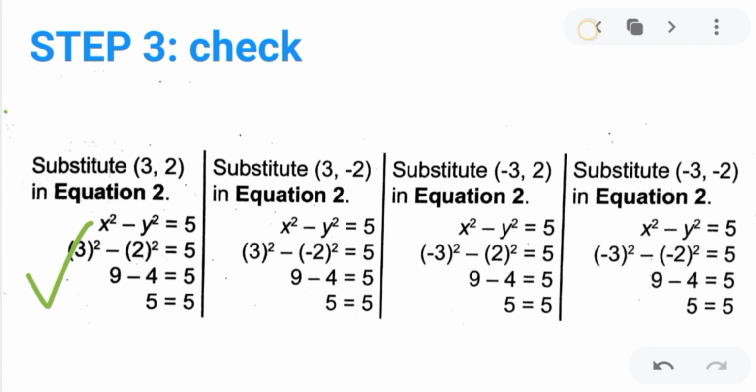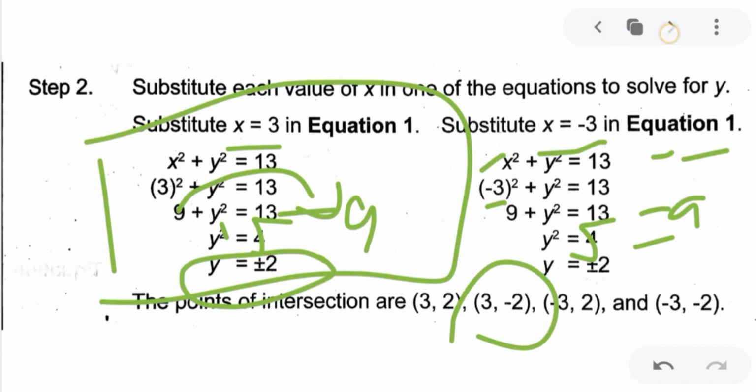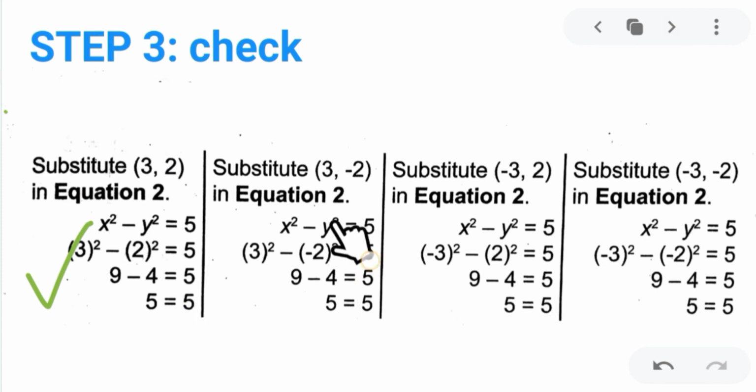Now, substitute 3 and negative 2 in equation 2 as well. So that will be x squared minus y squared equals 5. The value of x is 3, the value of y is negative 2. 3 squared is 9, then minus negative 2 squared is 4, equals 5. 9 minus 4 is 5, equals 5. So this is true as well.